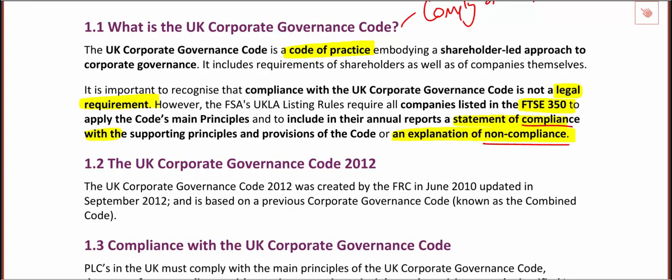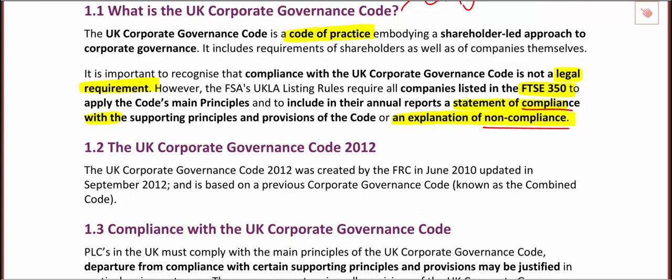Now, you'll see FTSE 350 and listed companies used in these three paragraphs. All listed companies are affected by the UK Corporate Governance Code. Some of the smaller companies, so not the FTSE 350, can be a little bit more flexible. So we tend to focus on the FTSE 350.